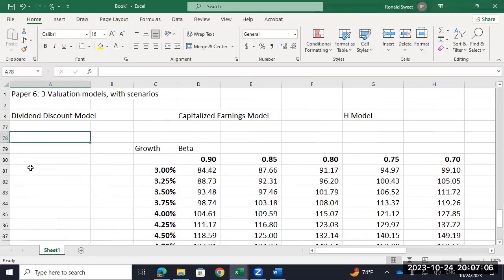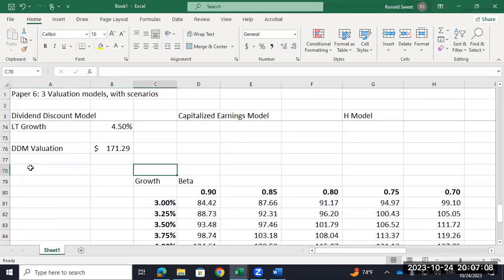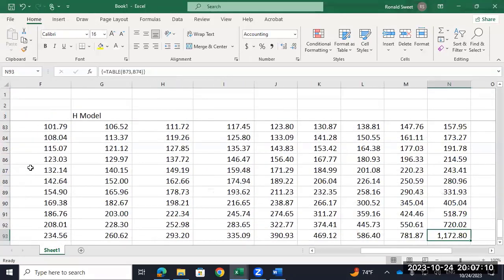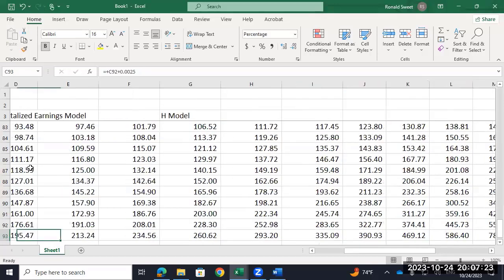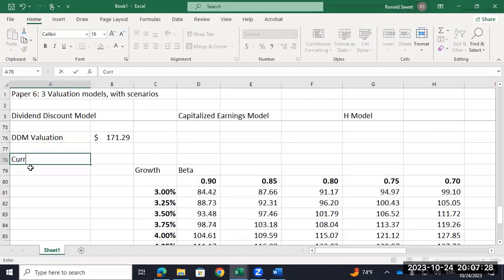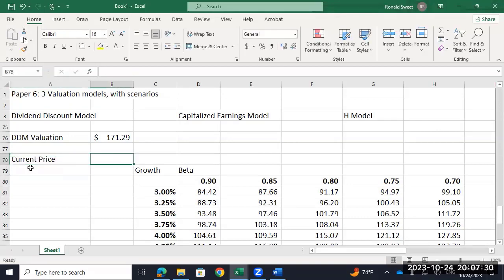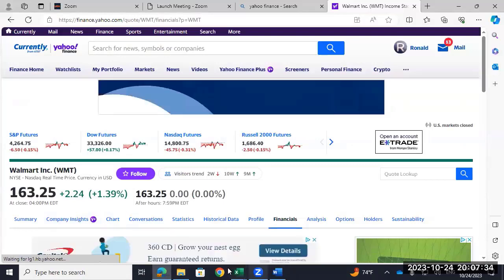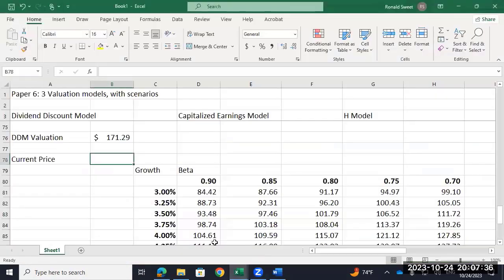There's a few things I want, because I don't want to show my boss that I think Walmart's worth $1,200. That's just a little too crazy. At least I didn't go negative, right? None of my discount rates were lower than my growth rate. I didn't go negative, but that's getting a little crazy. I'm going to put the current price here: 163.25.